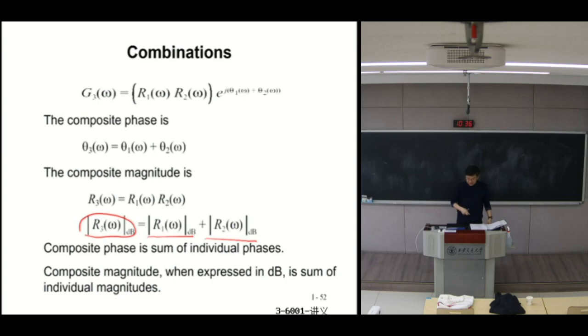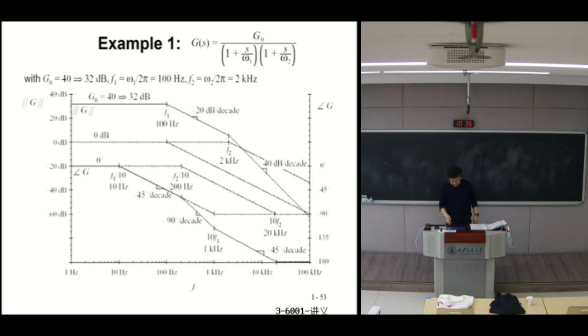Okay, so that's the magnitude. And the phase angle is still a sum, because in the phase angle Bode plot, on the vertical axis, we don't take the logarithm. So the phase angle of G3 is still the sum of the phase angles of G1 and G2.